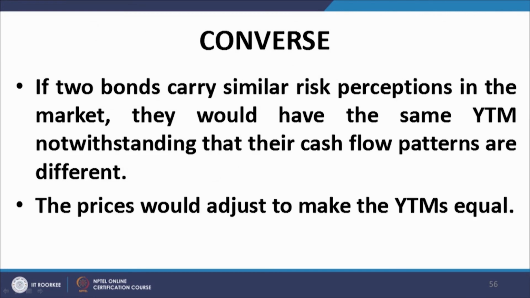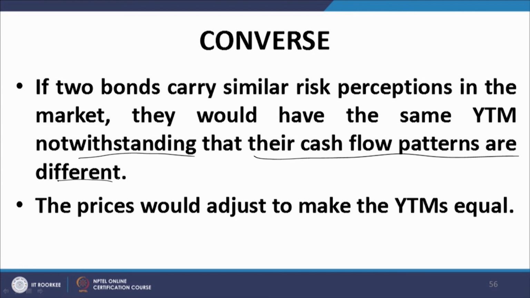Similarly, and this is more interesting, if two bonds carry similar risk perceptions in the market, they would have the same YTM notwithstanding that their cash flow patterns are different. This part is very interesting. If you have two bonds with different cash flows, but with identical risk in the realizability of cash flows, the prices will align themselves in such a way that the YTM, or the discount rate, happens to be the same. Prices will organize themselves in such a way.